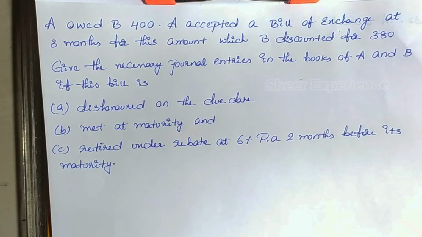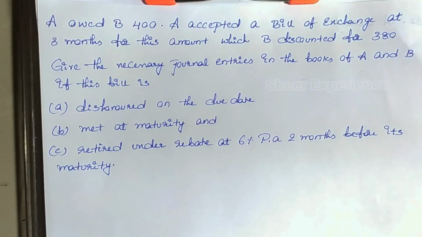A accepted a bill of exchange at 3 months for this amount which B discounted for 380. Give the necessary journal entries in the books of A and B if this bill is dishonored on the due date, met at maturity and retired under rebate at 6% per annum 2 months before its maturity.